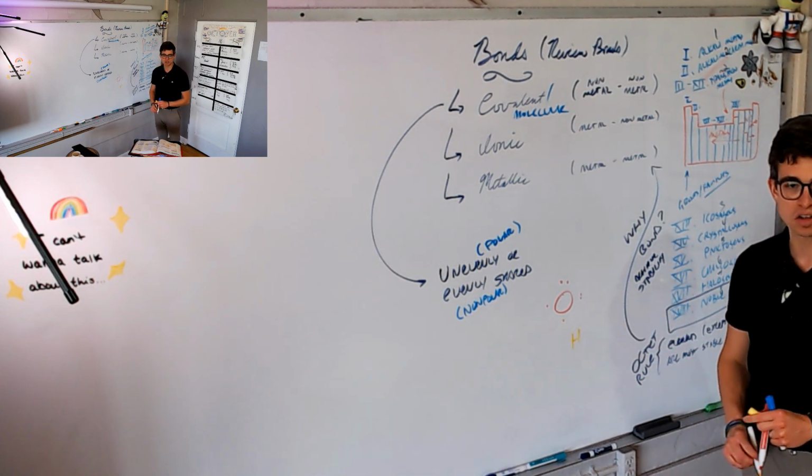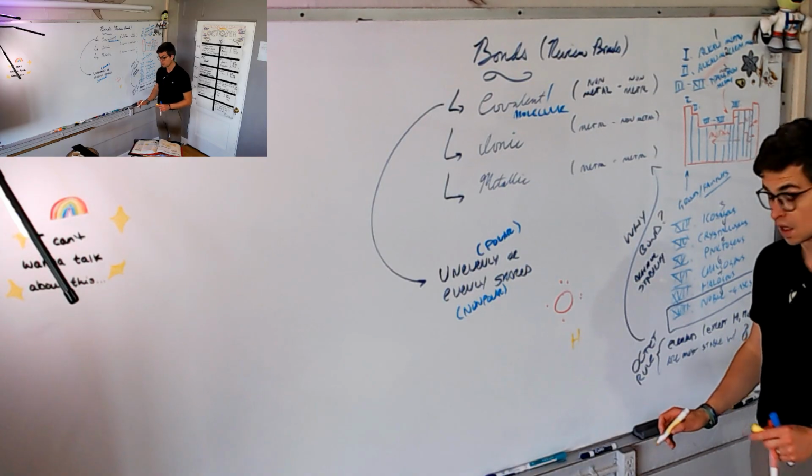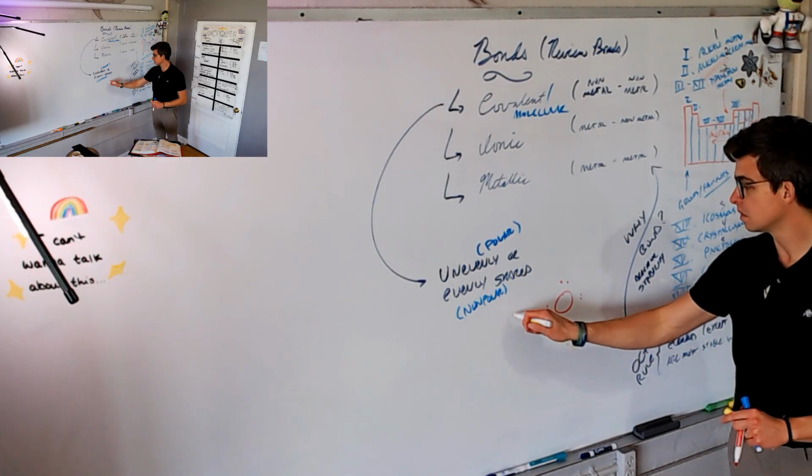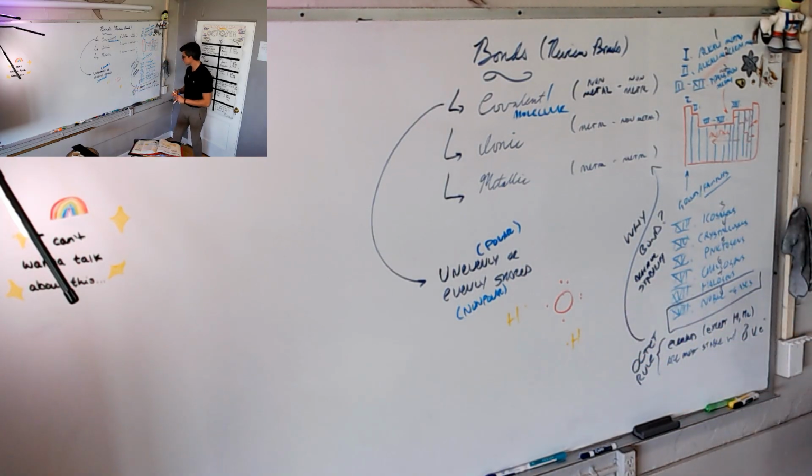How many valence electrons should I draw around the hydrogen? 1. And again, if I have another hydrogen here, 1. By the way, except hydrogen, how many does this want? It's an exception to the octet rule. How many does it want? It wants 2. Both hydrogen and helium are more stable with 2.